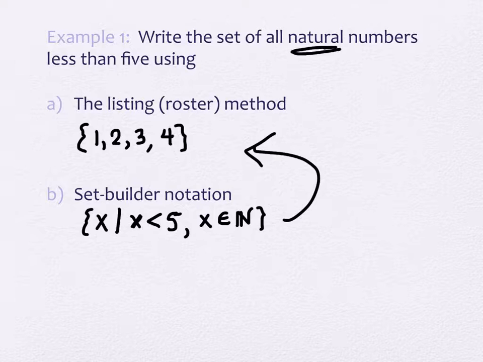So if we were doing that, it would just be x. I don't get how you would change that. These two things right here are identical. If we started out right here and you were told to write the listing method, you would write this one down. They're equivalent notations, they're equivalent sets, they're just expressed differently.